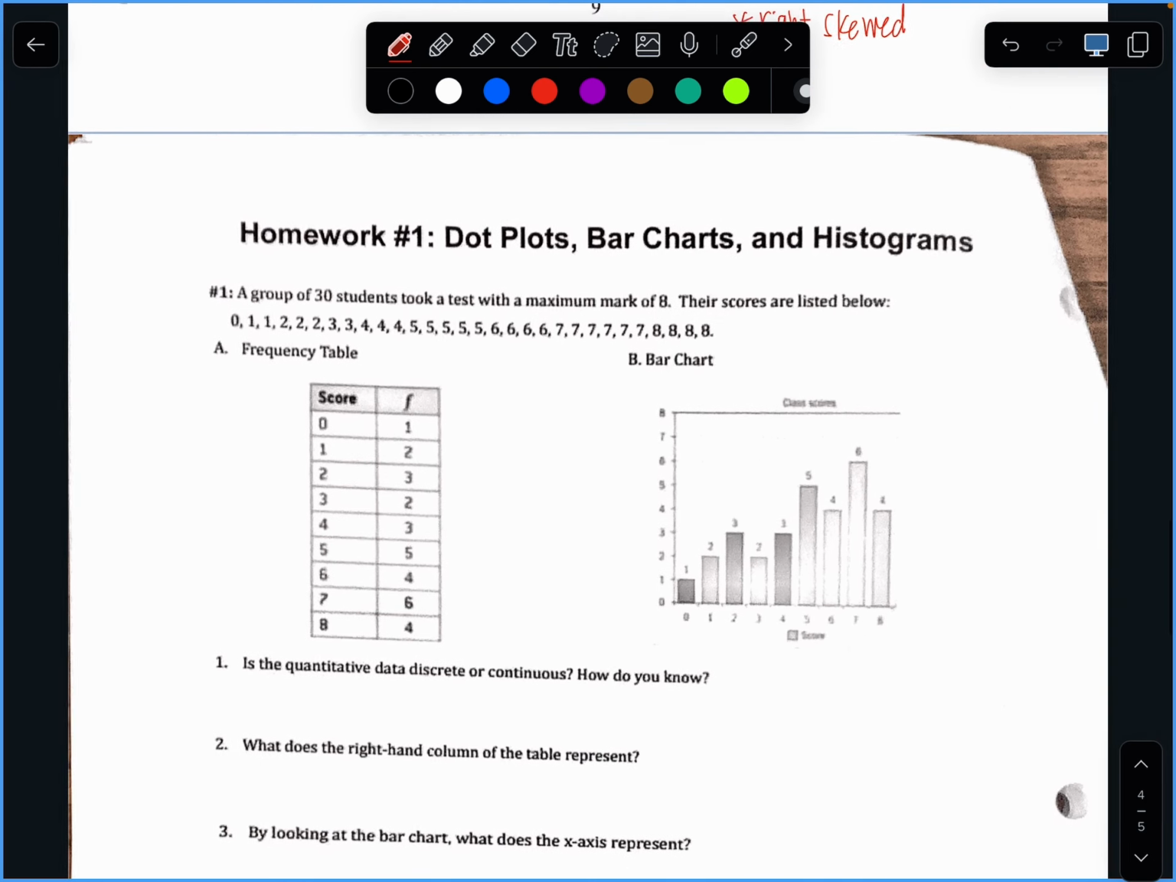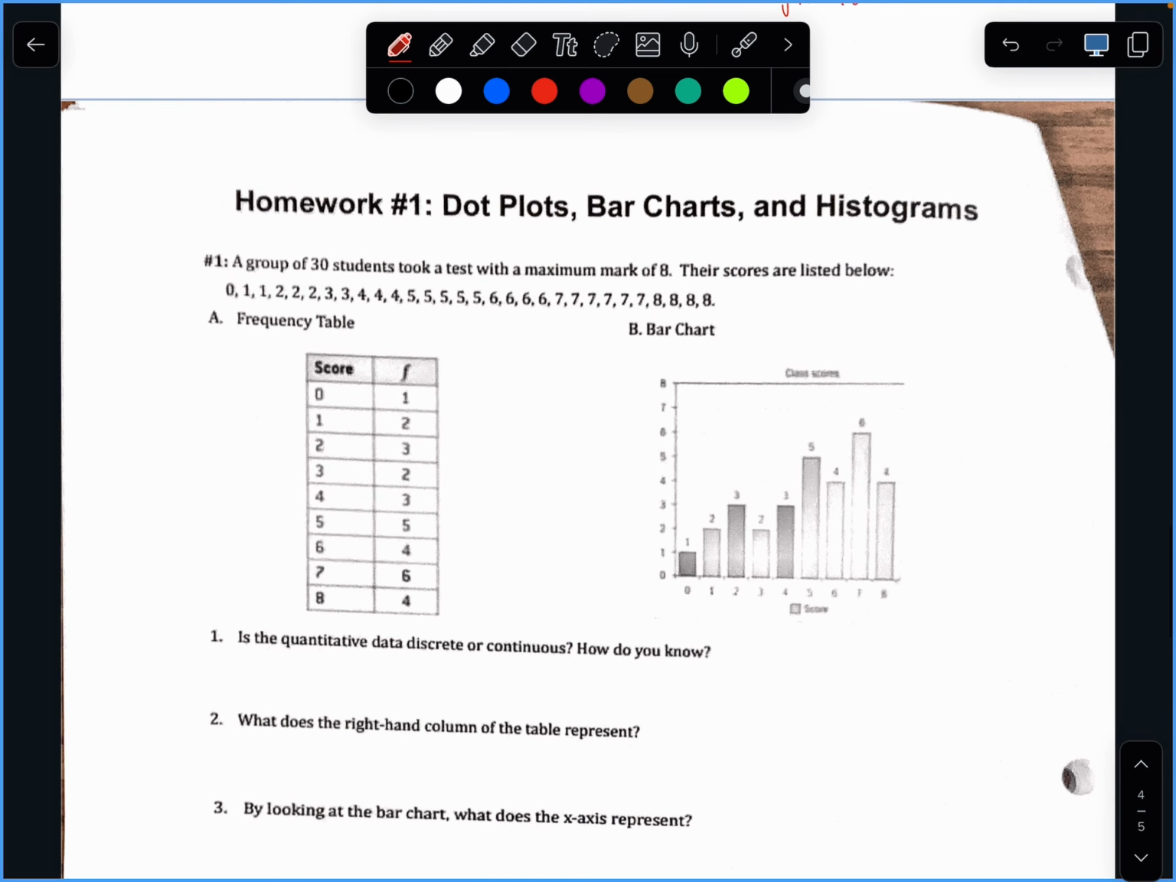Okay, this is the exit ticket. I know it says homework number 1, but I'm trying to give you guys less homework. So this is the exit ticket. It says, a group of 30 students took a test with a maximum score of 8. Their scores are listed. So here's the list of numbers, here's all of them. And they created a table for you, and they created a bar chart for you.